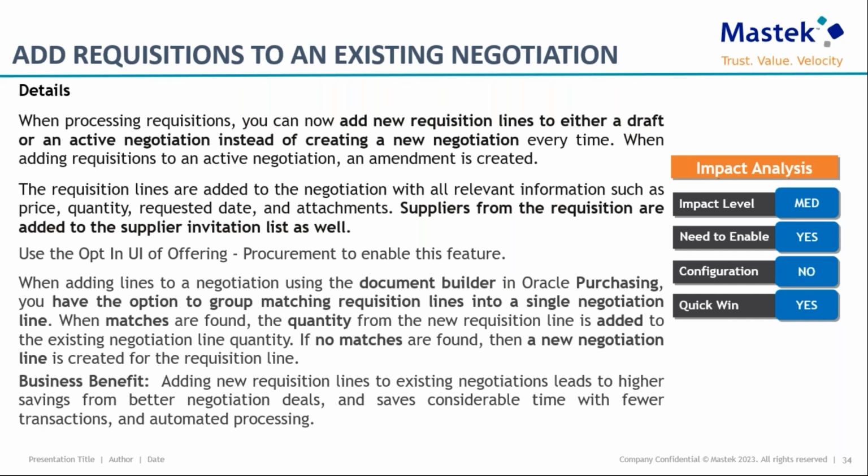How will it be done? In the document builder in the Oracle Purchasing module, we will have an option to group the matching requisition lines into a single negotiation. When matches are found, the quantity will be added to that particular available line on the negotiation, and if there are no matches found, a new negotiation line will be created.